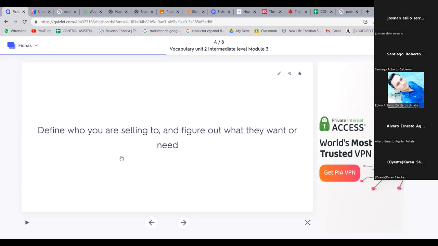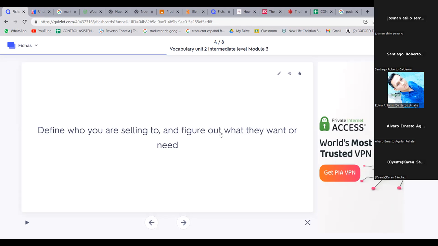What does target your market mean, guys? Define who you are selling to and figure out what they want or need. Very good. Aquí estamos diciendo definir a quién. Por eso dice aquí selling to. No dice to sell, ¿verdad? Dice selling to. ¿A quién le está vendiendo? Who you are selling to. ¿A quién? Este a se pone al final después del verbo, pero significa que va con este who. ¿Ya? ¿A quién usted le está vendiendo? Okay, who you are selling to.